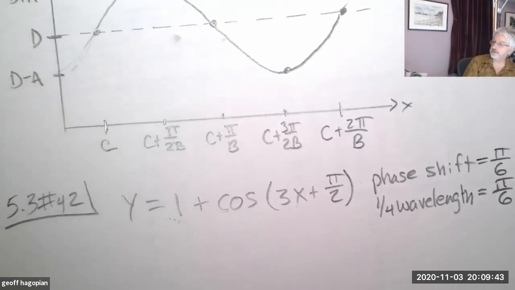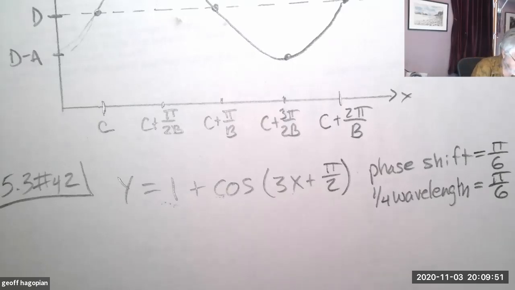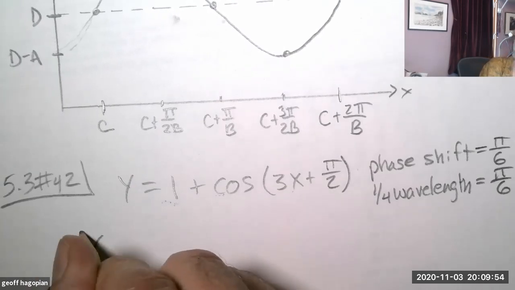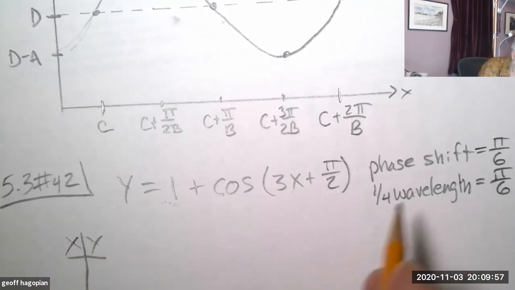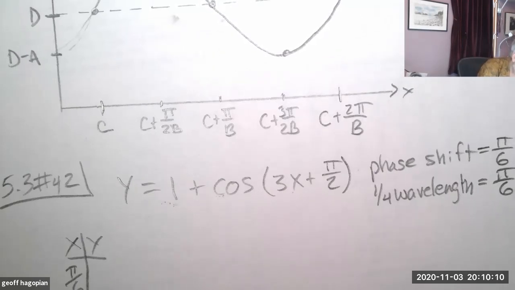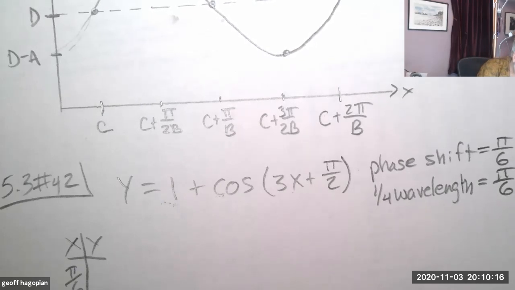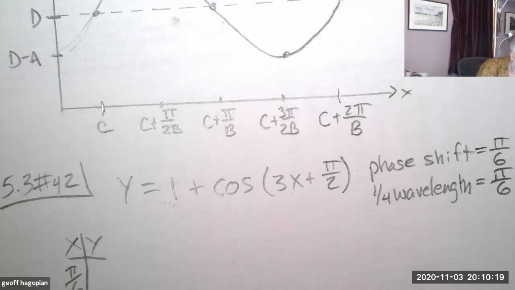Whoops, sorry. Off the map there, aren't we? Okay. Well, I guess we better hurry. So let's put a table of values over here. And where are we going to start? Well, we're going to start at the phase shift, pi over 6. And then we're just going to keep adding quarter wavelengths, right? Pi over 3, pi over 2. That's 3 pi over 6. So 7 pi over 6 would be 3/4. And 8 pi over 6 or 4 pi over 3 would be 1 complete wavelength. And we're going to start at a peak, right?